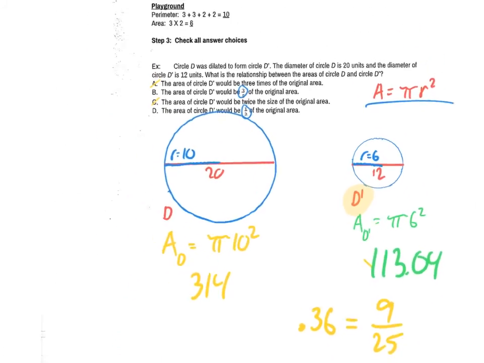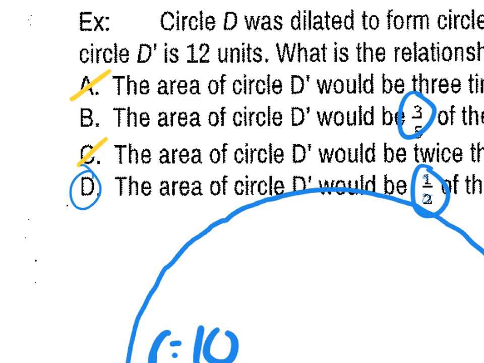So what I'm going to do is fix it. We're going to make this 9/25ths right there. And hey, look, our answer choice is D. Look at us go.